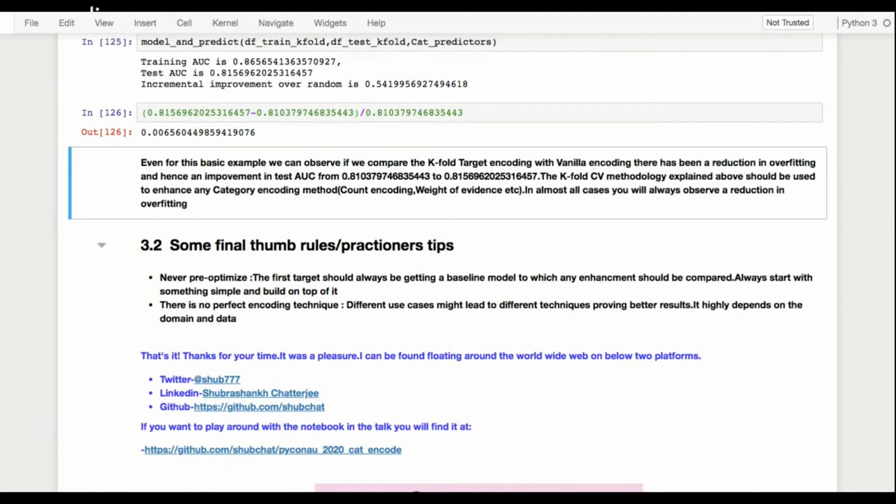Never pre-optimize. I've mentioned 10 or 11 techniques. All of them can be equally good depending upon the data that you're working on, the use case that you're on, and so forth. So never pre-optimize. Always pick whatever is really simple for you, use that, get the base model out, and then come back and try to optimize each part of it.